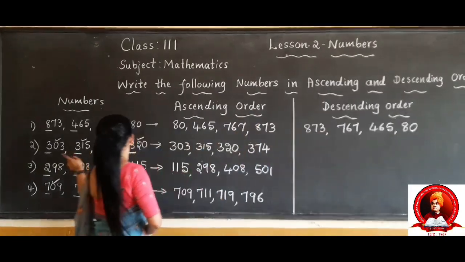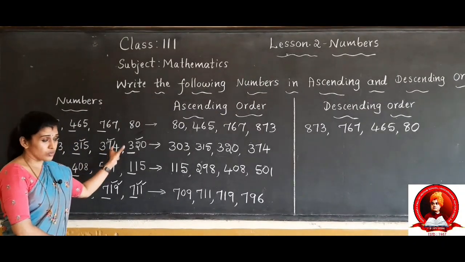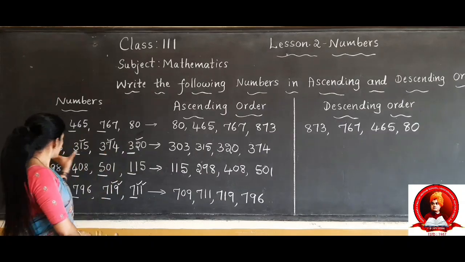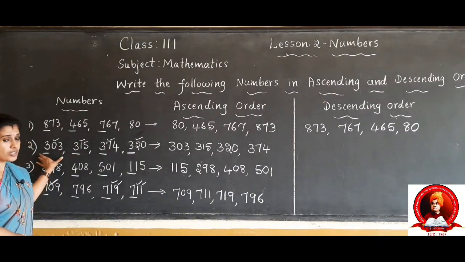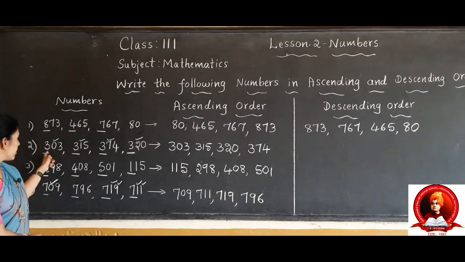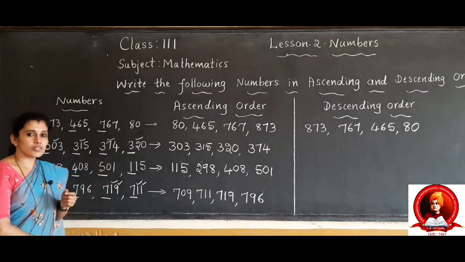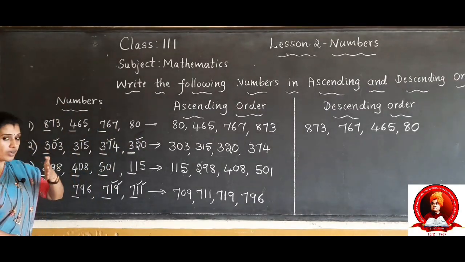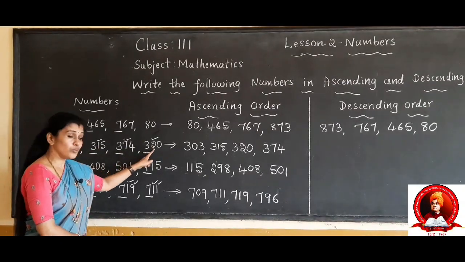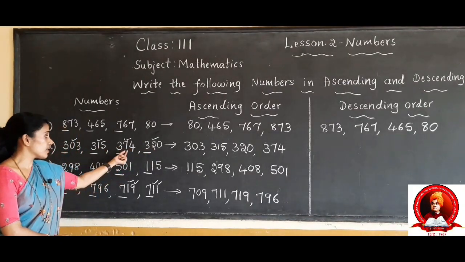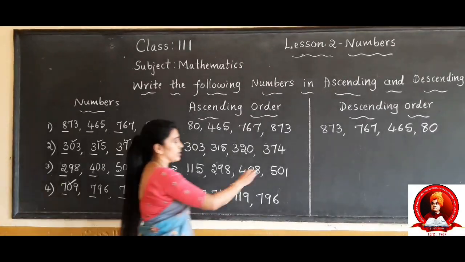Okay, the next one is the second one, children. Here we have to select the greatest while writing the descending order. Which is the greatest number here? First we have to check the hundreds place. Let us check the hundreds place here. Whoa, what to do? In all the 4 numbers, 3 is repeated. So what to do? In such cases we have to move to the tens place. What is that here? 0, 1, 7, 2. Among these, which is the greatest number, children? 7. So that number you select, 374.